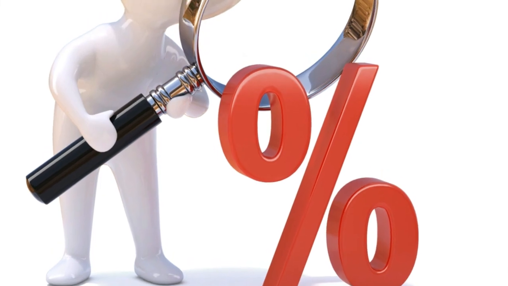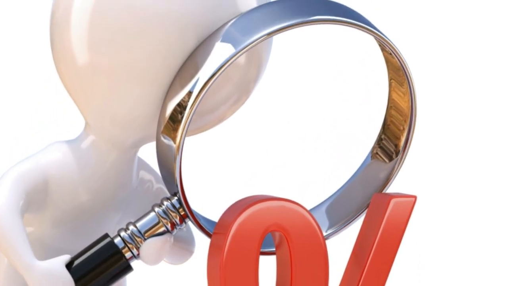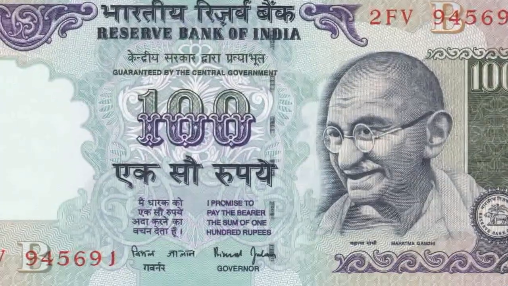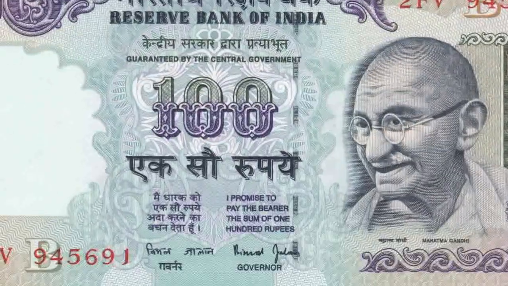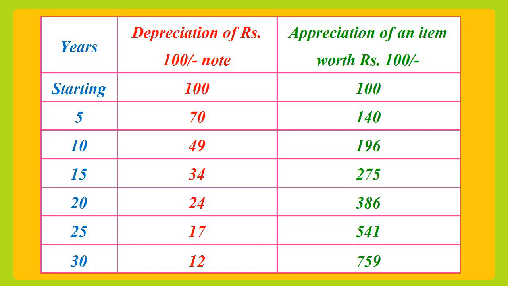Now if inflation is 7%, let us see from the table how the value of 100 rupees and the value of a 100 rupee item change, that is, decrease and increase, every 5 years. 7% inflation means that 100 rupees will depreciate to 70 rupees in 5 years. But see how the value of a 100 rupee item becomes 140 rupees. It goes down and up like this every 5 years, and see what happens after 30 years.